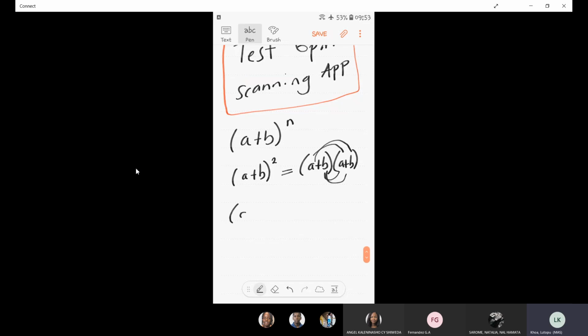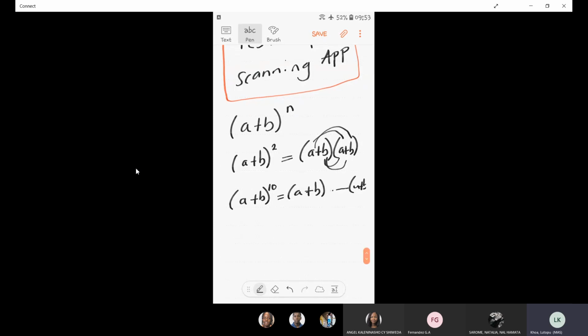Now what happens when we have bigger numbers? Let's say I give you a plus b to the power of 10. You can do it that way, but it'll take you quite a long time because you must write 10 of those brackets, a plus b. To work it out, you must multiply the first two, get an answer, multiply with the third one, get an answer, the fourth one, and so on, which will take you a long time.